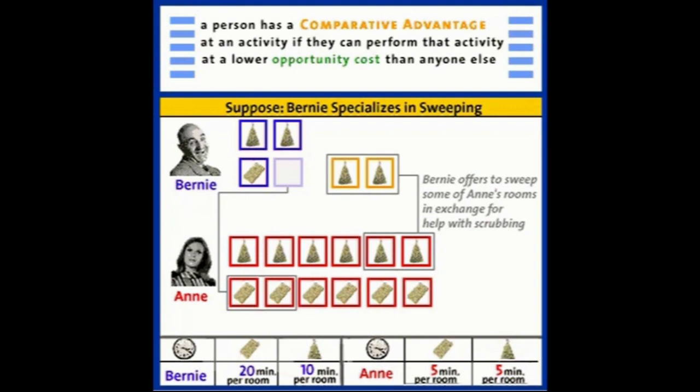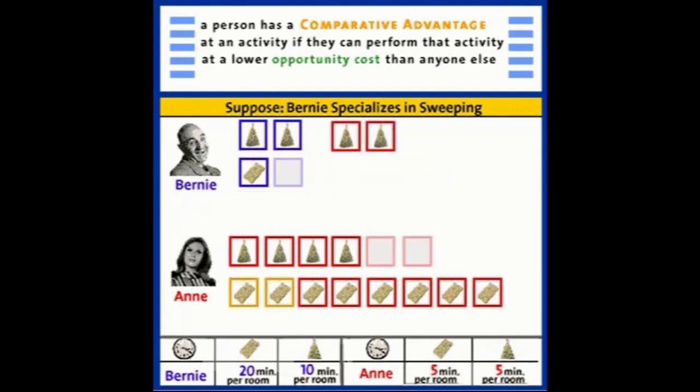So now Anne is sweeping 4 rooms, plus she's getting 2 rooms worth of sweeping services from Bernie, and that allows her time to scrub a total of 8 rooms. She can now give one of those scrubbed rooms to Bernie, that is, scrub one of his rooms, and he's just as well off as he was before. Now with this help from Anne, Bernie has 2 rooms scrubbed and 2 rooms swept. He's also sweeping 2 rooms for Anne, so she can scrub 2 additional rooms.